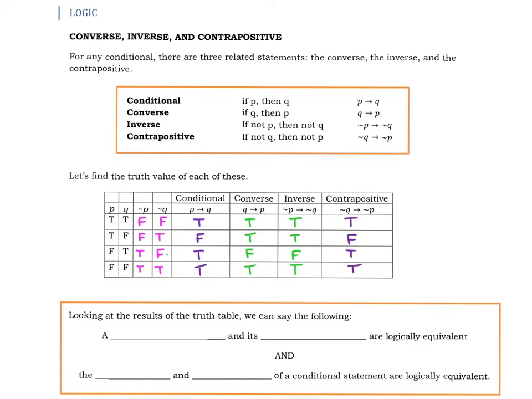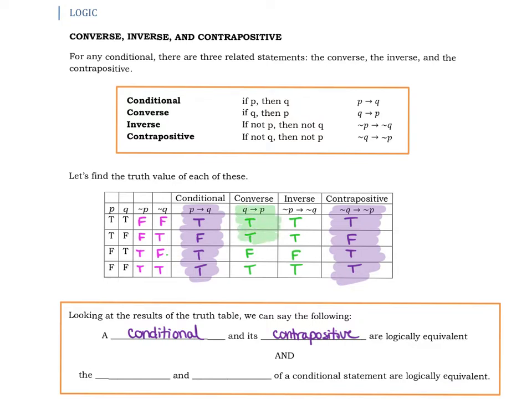Okay, now the colors that I happened to use were used for a reason. If you notice, the conditional here and the contrapositive here have the same truth values. Remember, that means that they are logically equivalent. So what that means is a conditional and its contrapositive are logically equivalent. In other words, they mean the same thing, okay? They have the same meaning attached to them.